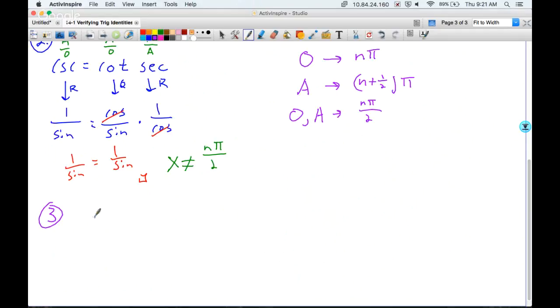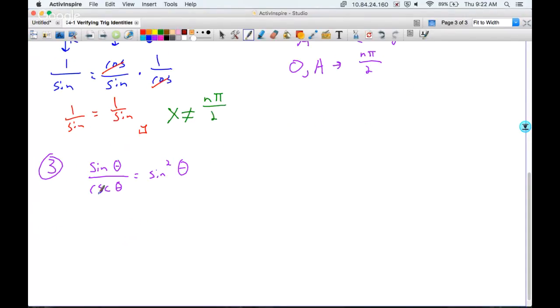Got a sine squared in it. So sine, I'll write the thetas this time. Sine theta cosecant theta equals sine squared theta. First step is still the same. We still want to decompose into sine and cosine, see what we can do. So now I've got sine over, make this fraction line a little bit bigger, cosecant is 1 over sine, equals sine squared.